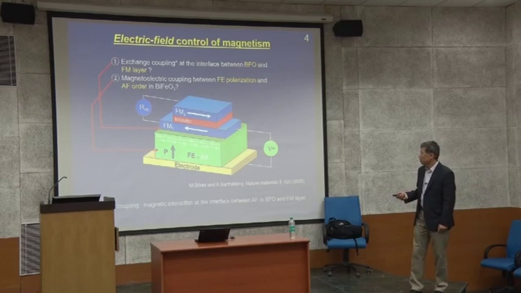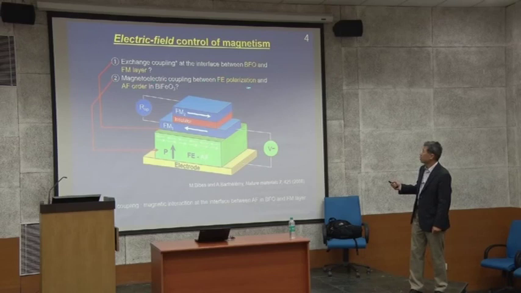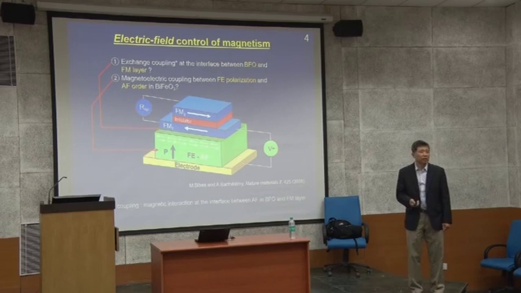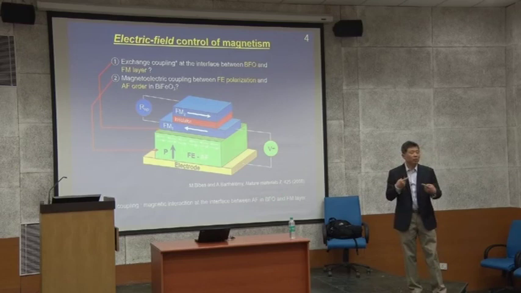So, magnetoelectric coupling between ferroelectric polarization and antiferromagnetic order in bismuth ferrite. Bismuth ferrite has both ferroelectric and antiferromagnetic order. Then there is a cross exchange coupling of magnetic interaction at the interface between the antiferromagnetic and ferromagnetic layer. That's the exchange bias. Anybody know the exchange bias? Have you heard this? Exchange bias is coupling between the antiferromagnetic layer and the ferromagnetic layer at the interface. It acts over a very short distance, and that's what happens.